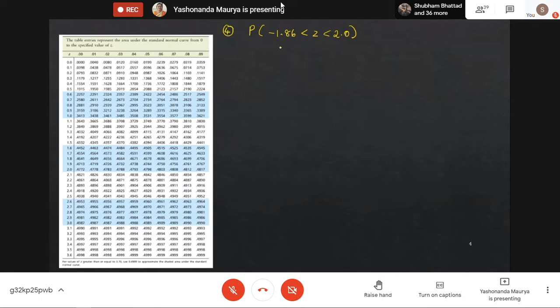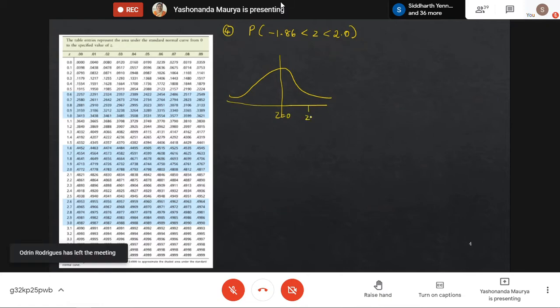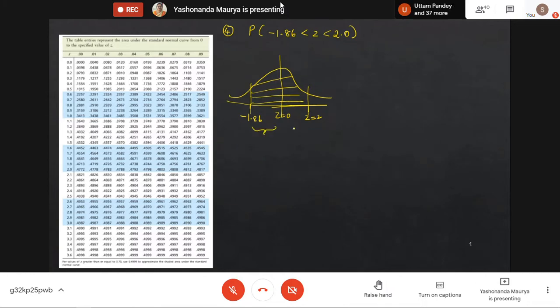Okay, now let us sketch the region again. Okay, so this is Z equal to 0, Z equal to 2 will be here, and Z equal to minus 1.86 will be here. So it's talking about the probability that Z lies in this. It means it is talking about this area now. Okay. Now how do we get this area? It is this area. If I add this area, then I will be getting the required answer.